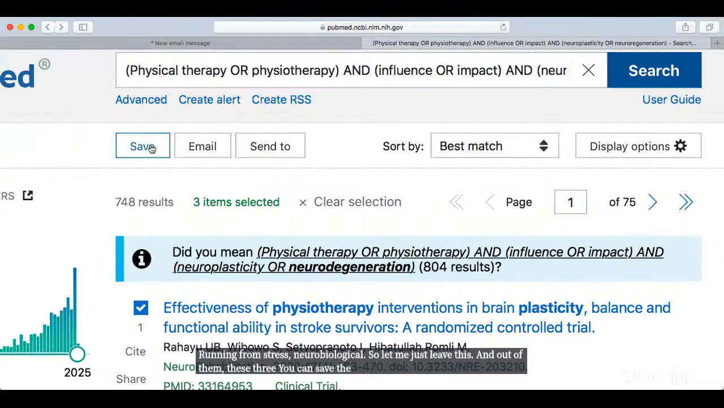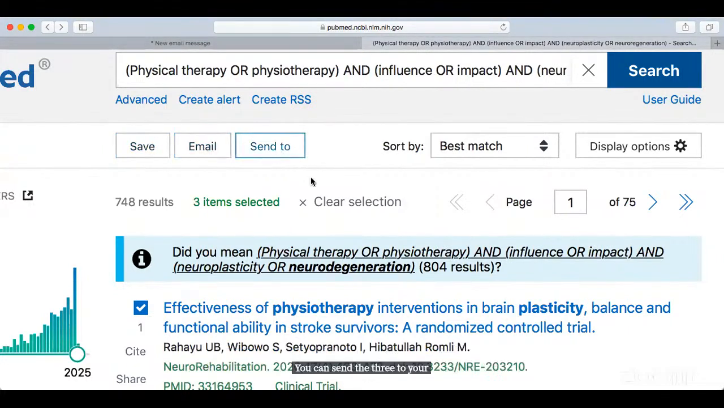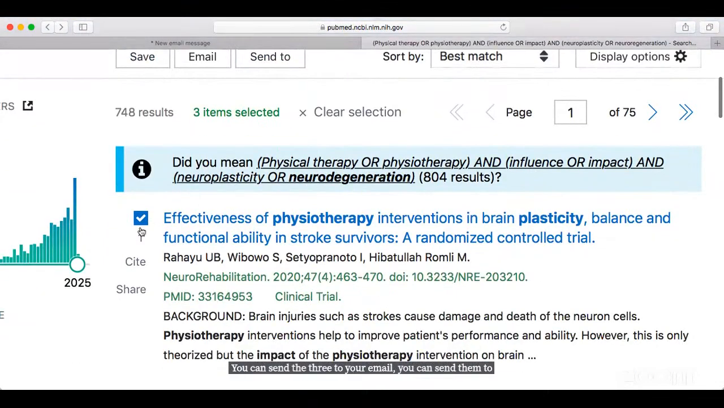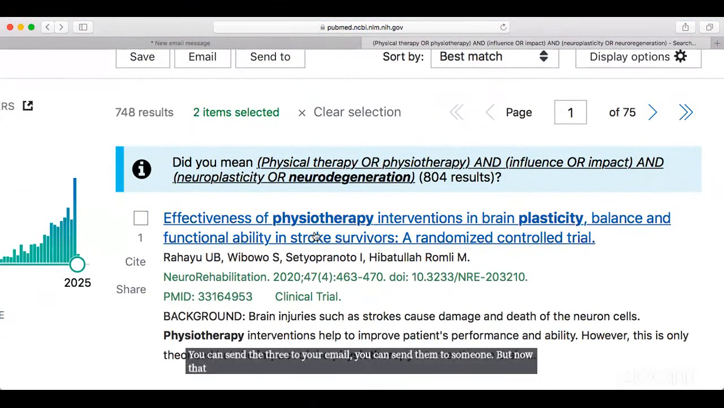When you save, only the 3 will be saved. You can send the 3 to your email. You can send them to someone. But now that we are in a hurry, we just want to look at one. Let's just open one.